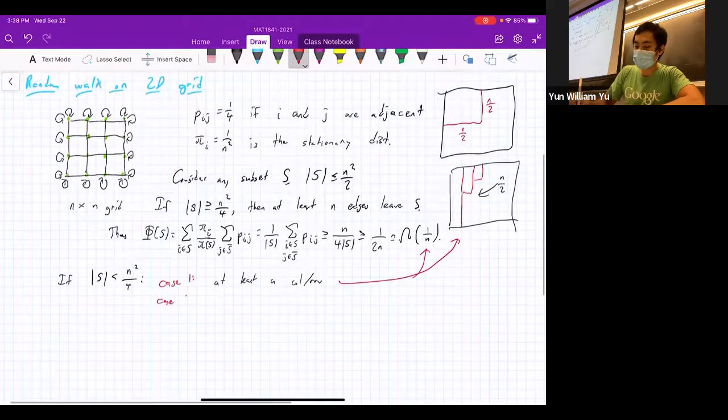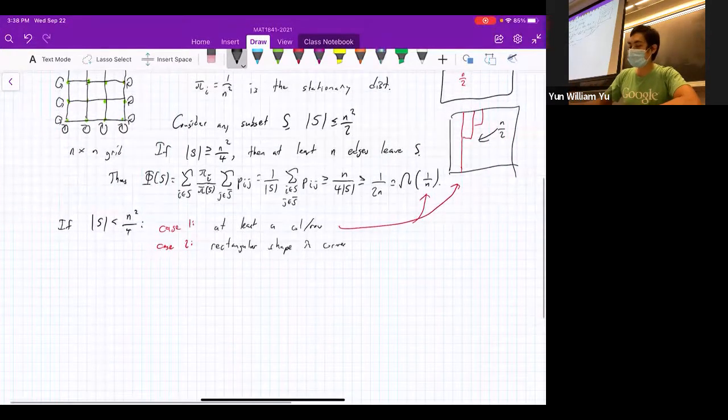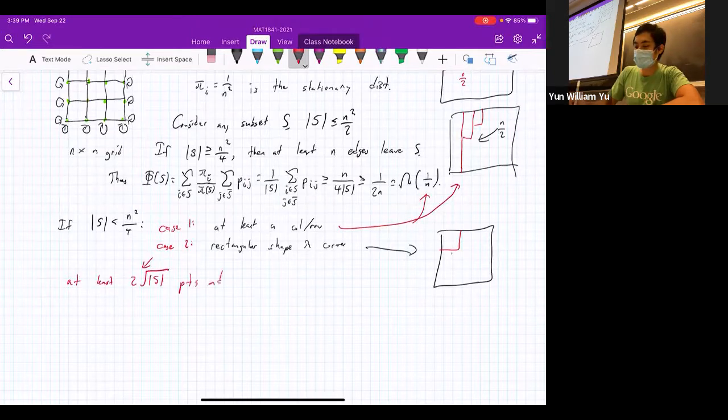But let's say case 2. If it's not at least a column or a row, then it ought to be some kind of rectangular shape in a corner. It doesn't have to be a rectangle necessarily, but it's stuck in the corner somehow. And if it's stuck in the corner, but it's of course a small square of some kind, we know that there are at least 2 times the square root of S points adjacent to S, right? Because you want to compactify everything, and the most you can do is, roughly speaking, 2 times the square root of S, like edges on the 2 sides. So here this is the square root of S, and here this is the square root of S.